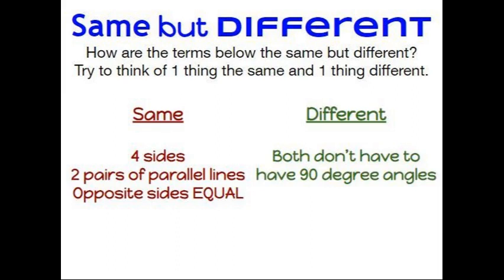Mathematicians, did you come up with the same things I came up with? They have some things in common. They have four sides. Both rectangles and parallelograms have two sets of parallel lines. They also have opposite sides equal. However, they both don't have to have 90-degree angles. Only rectangles have to have 90-degree angles.